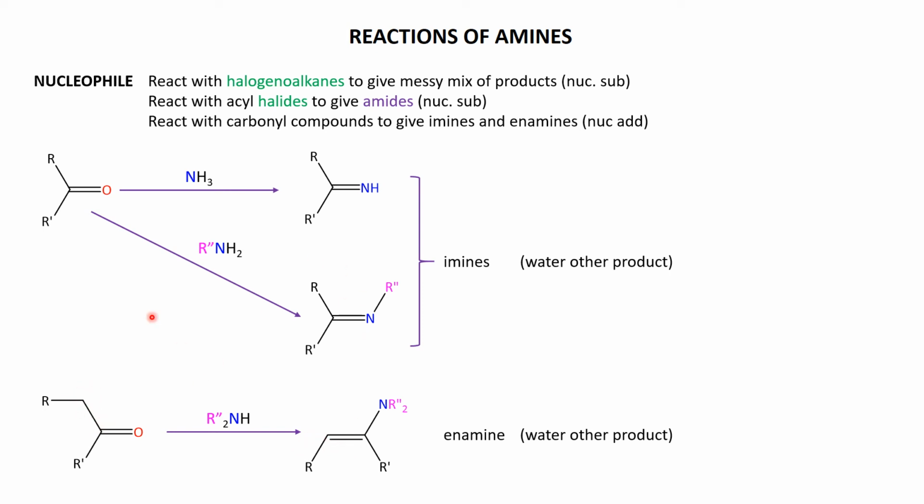Again, the mechanism is way past what I want to do at A level, but just notice that amines as nucleophiles can do nucleophilic substitution with straightforward halogenoalkanes, and they can do acyl nucleophilic substitution, which we've already seen, producing amides, primary, secondary and tertiary amides. But you can also make these fun compounds, which of course you can then go ahead and reduce quite happily, when you react amines with carbonyl compounds.